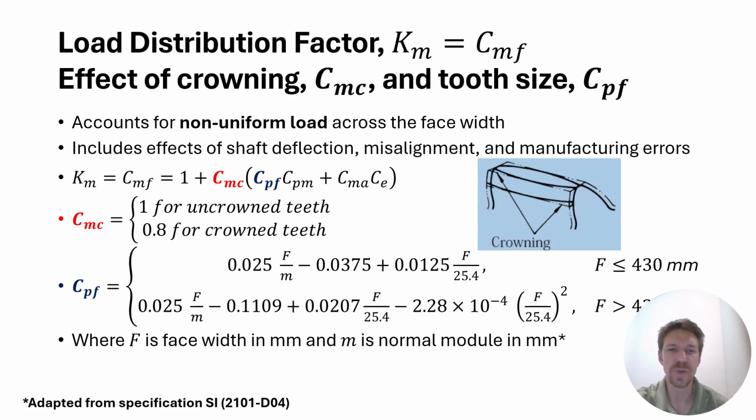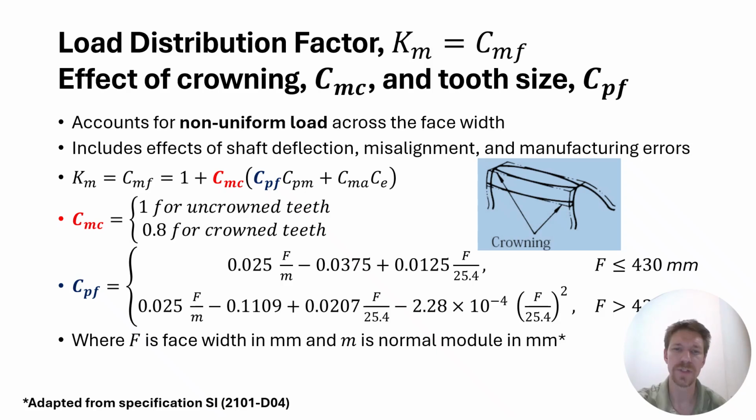Then you have C sub PF, which is a function of the face width and the module, so the relationship between those two variables. And if the face width is smaller than 430 millimeters, so that's 43 centimeters, so most gears are going to be smaller than that. A face width larger than 430 millimeters is very, very large. So that top equation gives you the C sub PF value.